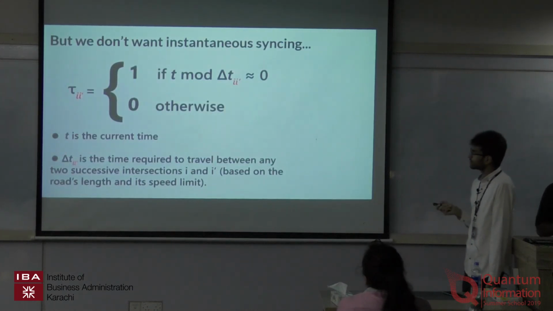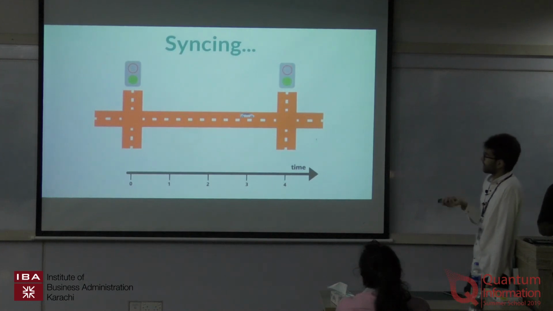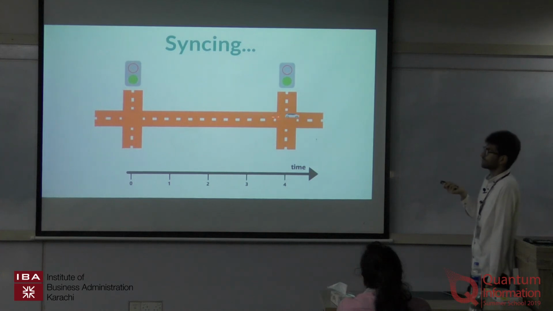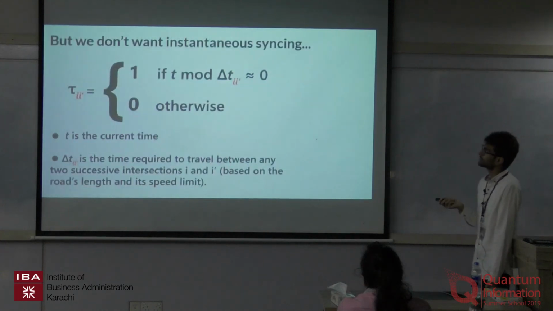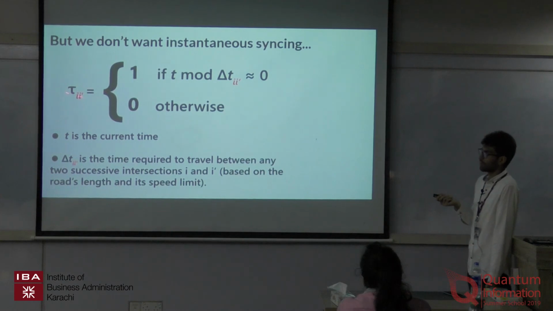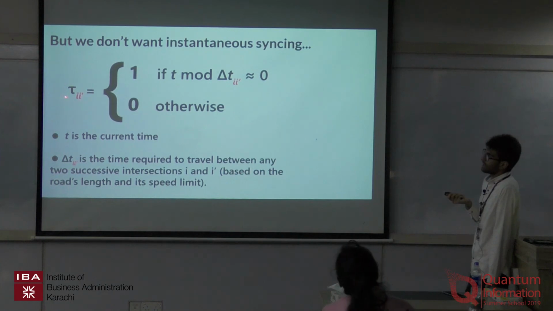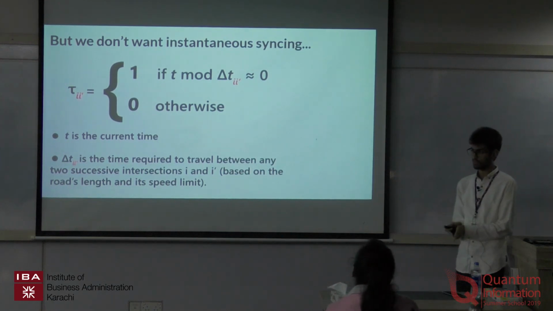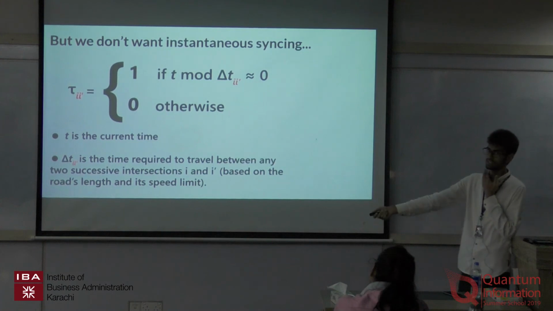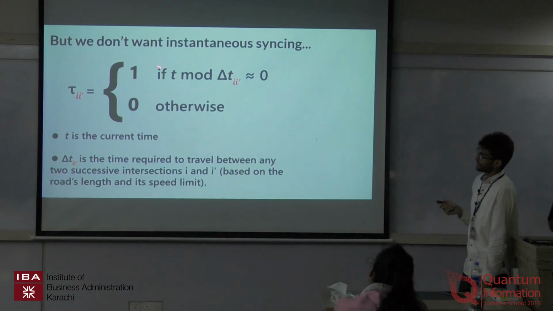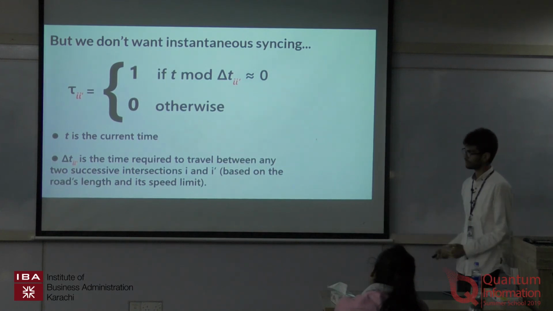Now, there's another issue. As you can see in this animation, when the car starts from here, we don't want this signal to turn green instantaneously. We want to wait so that if this car is close enough to the signal, it will turn green. So this is a function of this tau I dash. We don't want instantaneous syncing. I dash is just the intersection: I is the intersection of focus, and I dash is the next intersection after that. So most of the time it's 0. It'll only turn 1 when the car is close enough to that intersection.